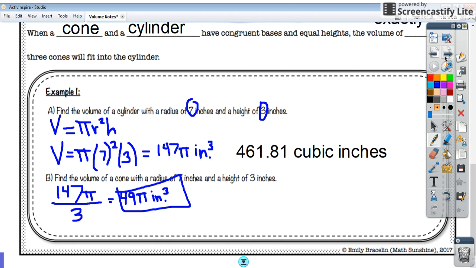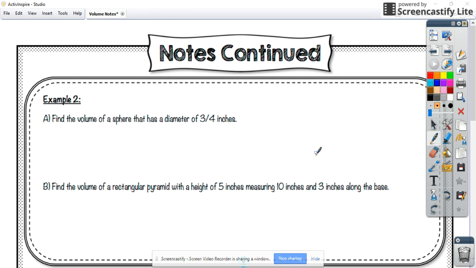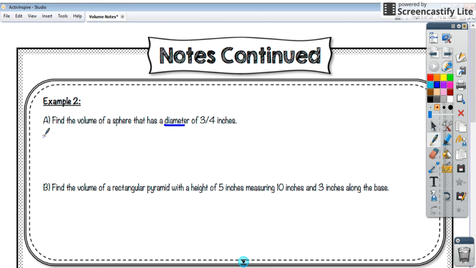Okay, here's the next page. There we go. Example number 2 says, find the volume of a sphere that has a diameter of 3/4 inches. We are given a diameter this time. Let's write down our formula. I'm going to stop the video now and then record the other half in just a second.